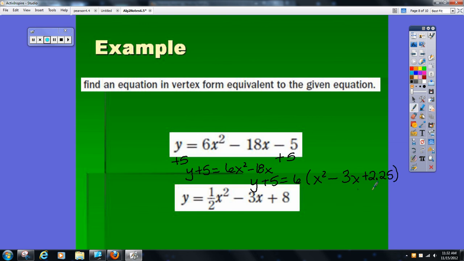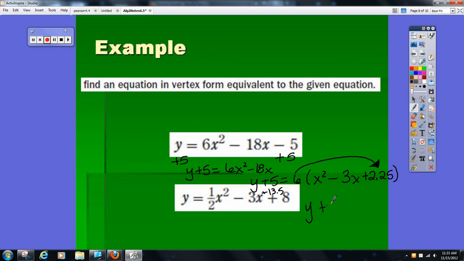I added that to the side, but that's not really what I added. I didn't add 2.25, I added 6 times 2.25. I'm not adding 2 1/4. I'm adding 6 times 2 1/4. So that's what I need to add to the left side. And 6 times 2 1/4 is 13.5. So that is really what I added to this side here.